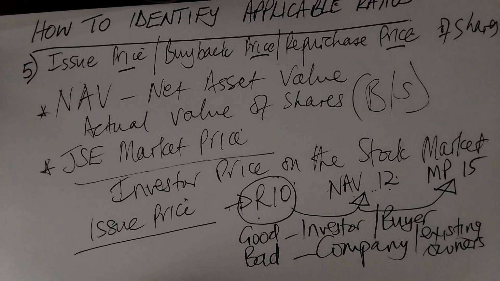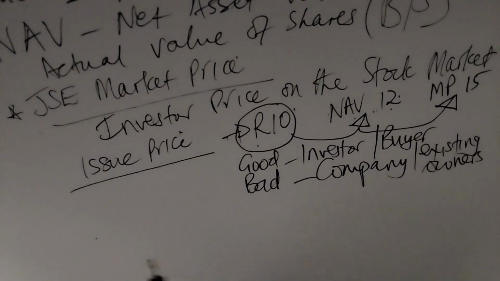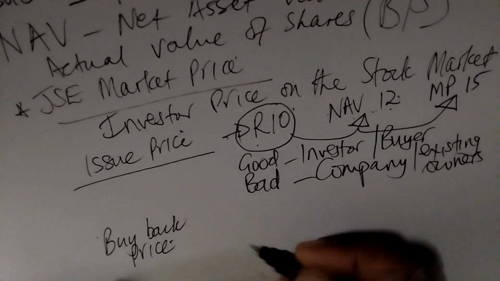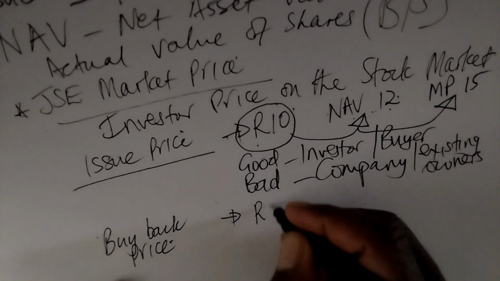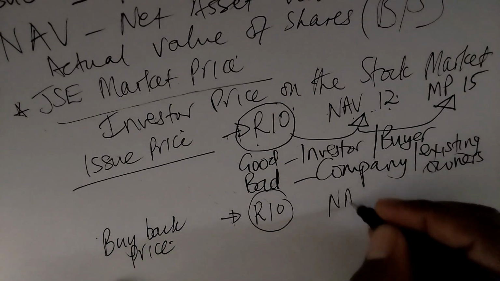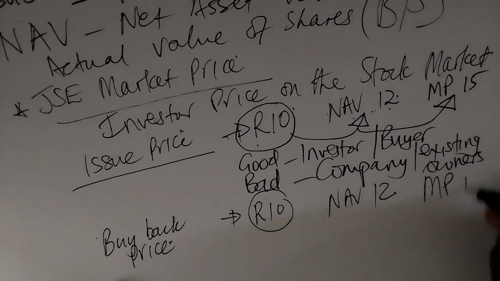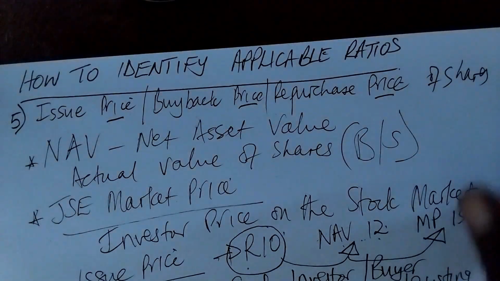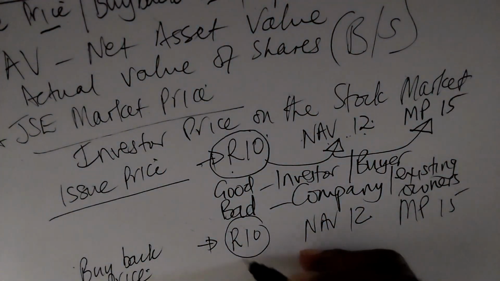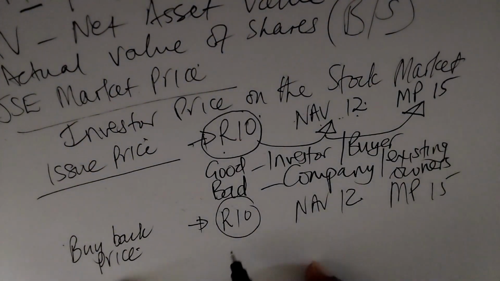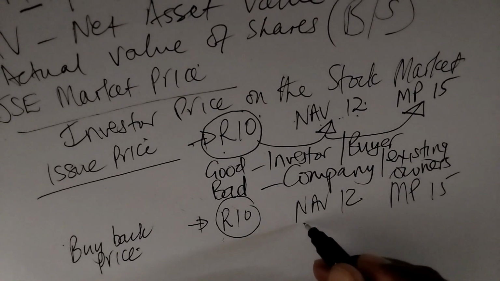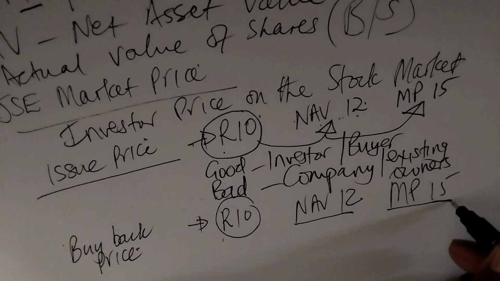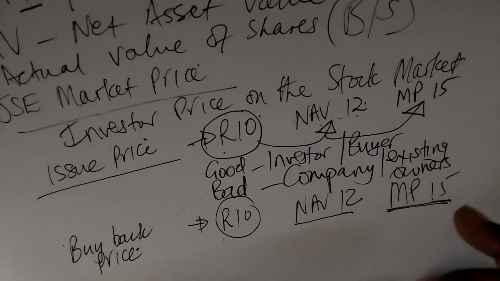Okay? Now, let's say it's the buyback. You're going to see that there's a difference. Let's say this price is a buyback price. I want to use exactly the same figures so that you see the difference. The buyback price is 10, the NAV is 12, and the market price is 15. So what it means here is that the business is the one that's buying back the shares. The business is paying 10 rand for shares whose actual value is 12, and which, if sold on the JSE, would fetch 15 rand.